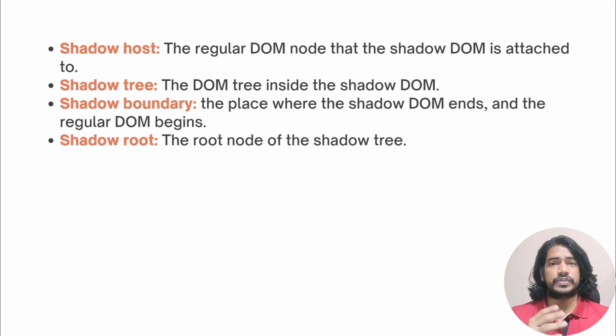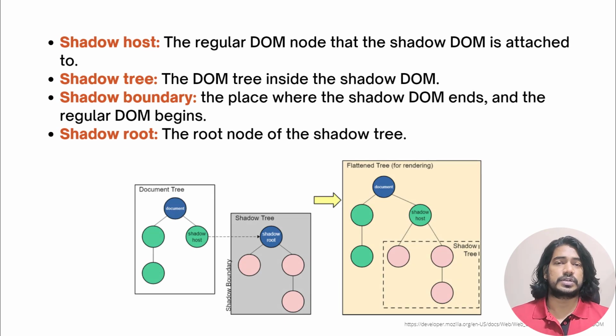And here we have four terminologies. One is the host, root, boundary, and the tree. Shadow host, the regular DOM node that shadow DOM is attached to. And then we have the shadow tree, the DOM tree inside the shadow DOM. Shadow boundary, the place where the shadow DOM ends and the regular DOM begins. Then we have the shadow root, the root node of the shadow tree.